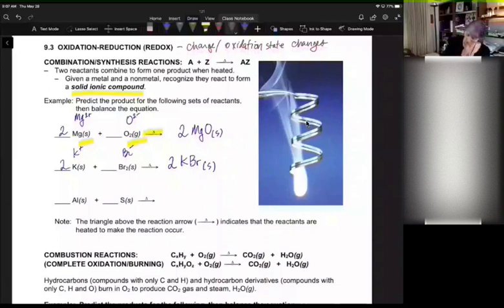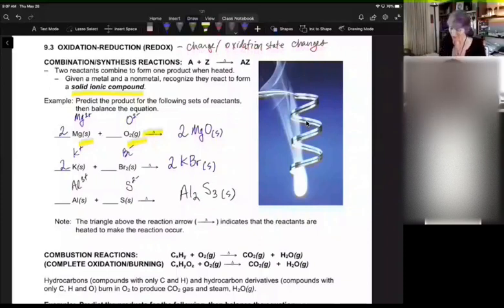aluminum is in group 3. Sulfur is right underneath oxygen. It's in group 6. So to form a neutral compound with these ions, we'll use the crossover method. Aluminum sulfide. These are all going to be solid ionic compounds because there's no water. If we put it in water, it will dissolve and be aqueous. Okay, we'll just fix up the balancing here in 2 and 3.